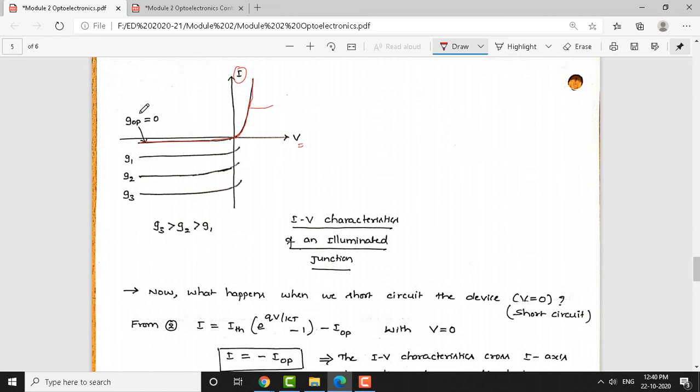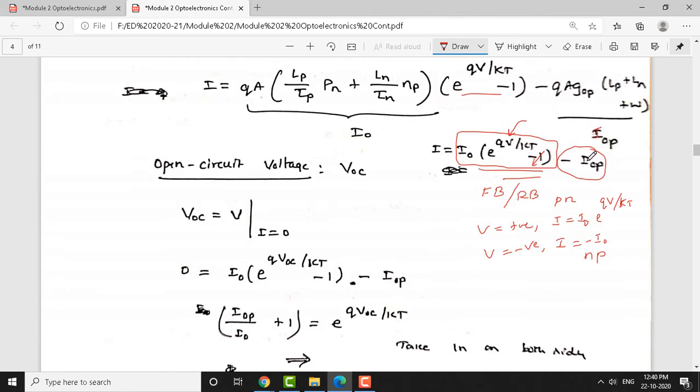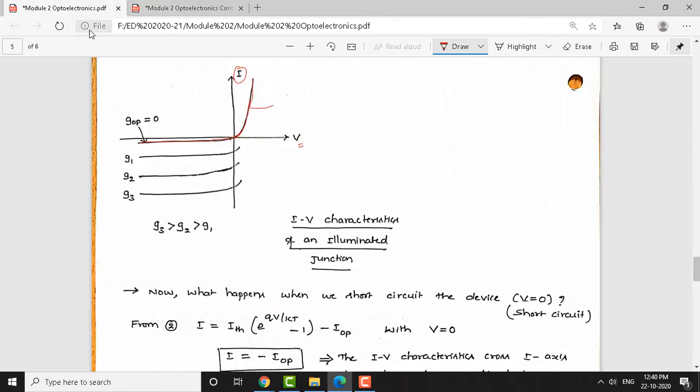You can see that whenever GOP is 0, in this equation this IOP is also made up of GOP. When GOP is 0, this complete term will vanish, you have only this, that means the basic diode current exists here. So, GOP is 0 in this case, you will have only the reverse saturation current flowing here.